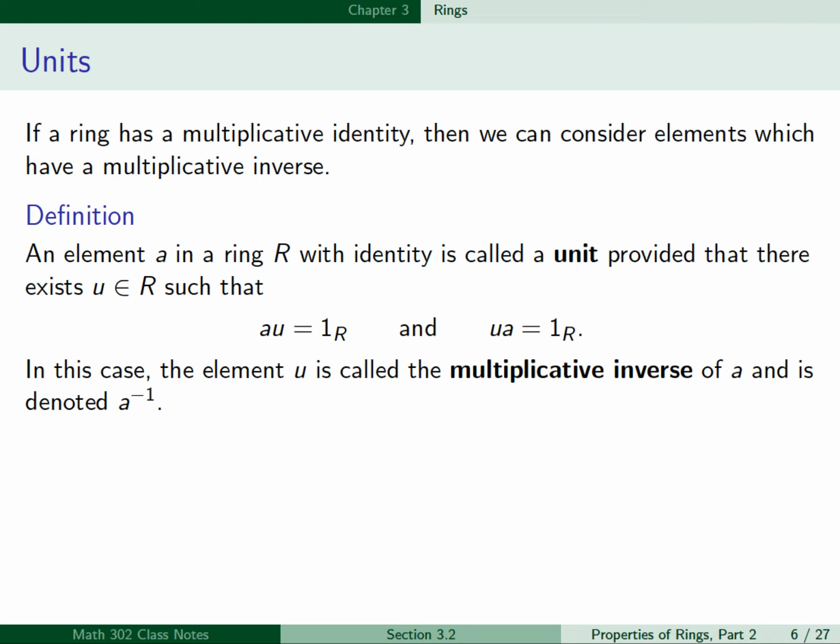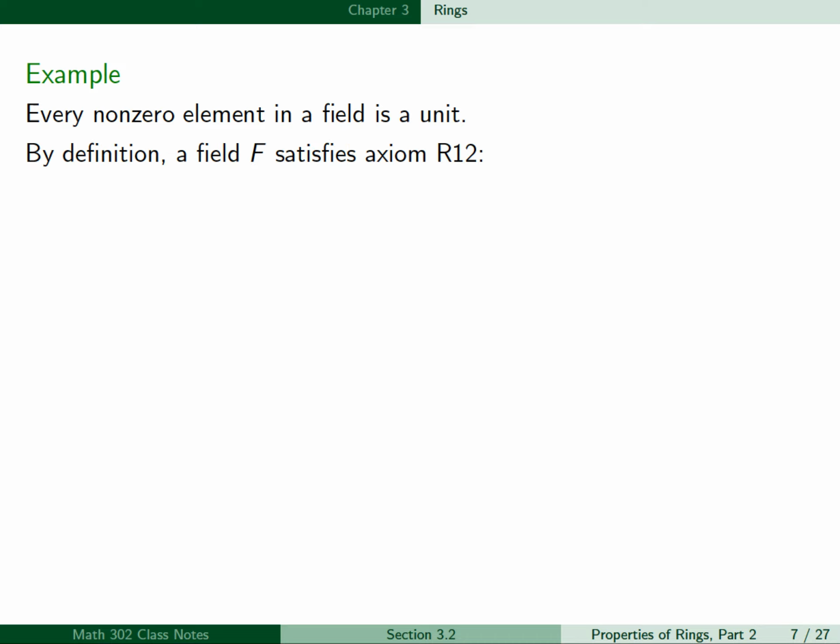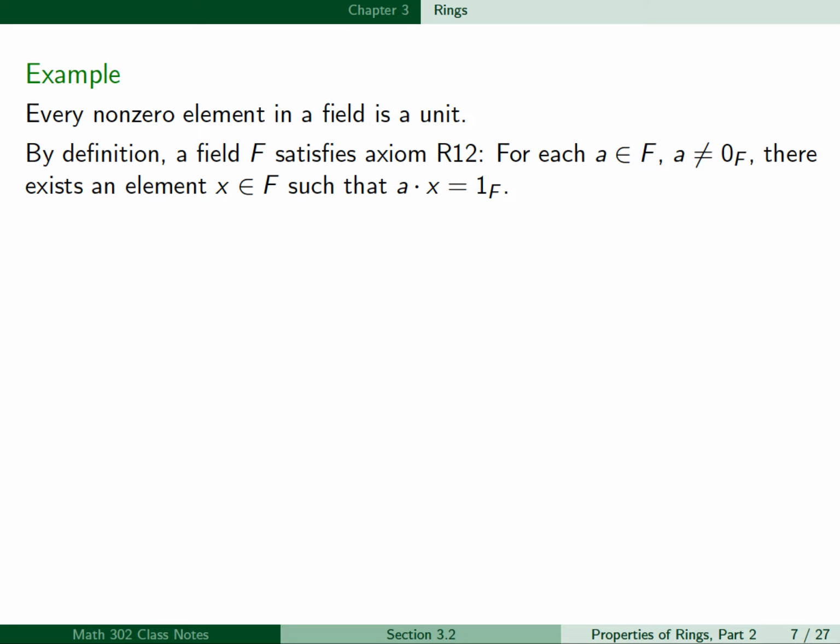So an element in a ring is a unit provided that it has a multiplicative inverse. For an example, first note that every non-zero element in a field is a unit. By definition, a field satisfies axiom R12, which is existence of multiplicative inverses, which states for each element a in F, a not equal to the zero element, there exists an element x in F such that a times x is equal to 1 sub F. Therefore, each element in F is a unit.